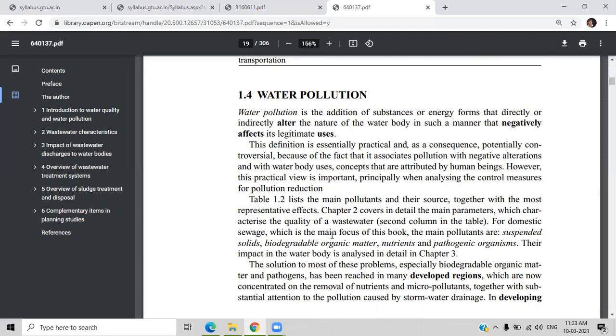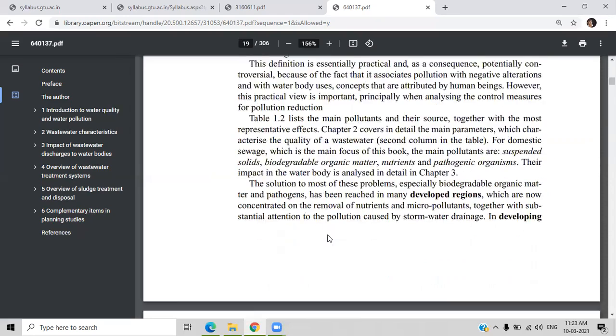So water pollution is the addition of substances or energy forms that directly or indirectly alter the nature of the water body in such a manner that negatively affects its legitimate use. This definition is essentially practical and, as a consequence, potentially controversial, because pollution is associated with a negative alteration and with water body uses, concepts that are attributed by human beings. However, this practical view is important when analyzing control measures for pollution reduction.